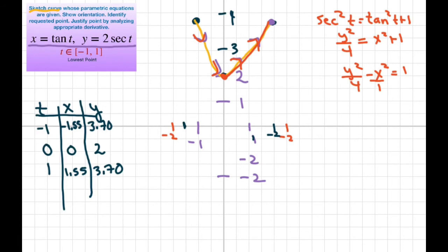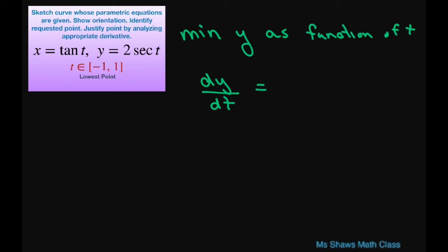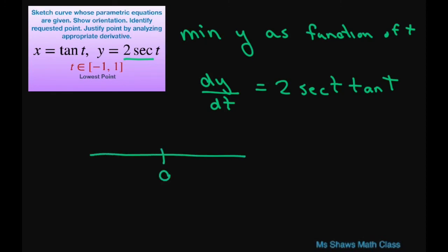Now that we have that, we got to justify our lowest point. Our lowest point, according to our graph, is 0, 2. So now we have to take the derivative to minimize. We want to minimize y as a function of t. So we compute the derivative of y with respect to t. So this is just going to be 2, and the derivative of secant of t is secant of t tan of t. And then we have our point at 0, and then we have -1 here and 1 here.